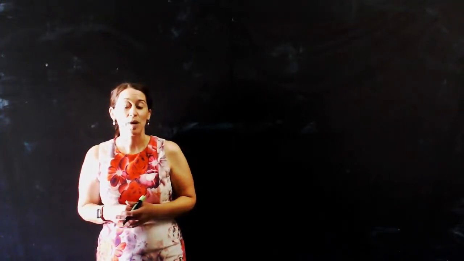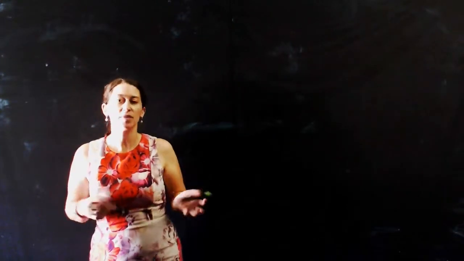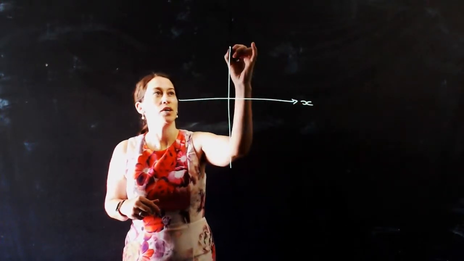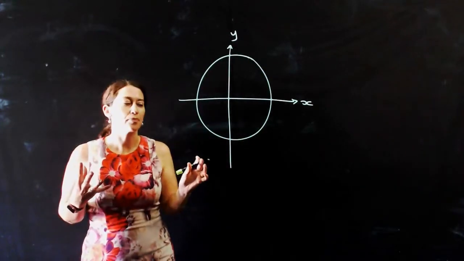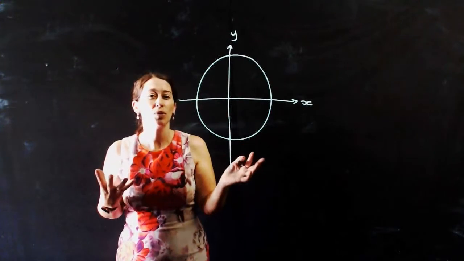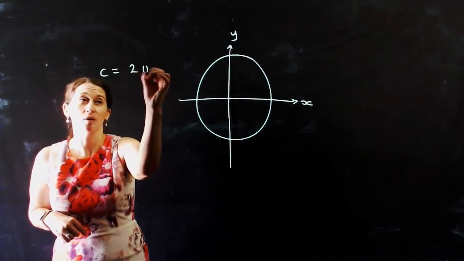In this video I'm going to talk to you about radians, which is a unit of measure of angles. You may be used to degrees. So what I'm going to do is draw a circle. This is what we call the unit circle on a coordinate grid, where we know in degrees a full circle is 360 degrees. We also know the circumference of a circle is 2 pi r.